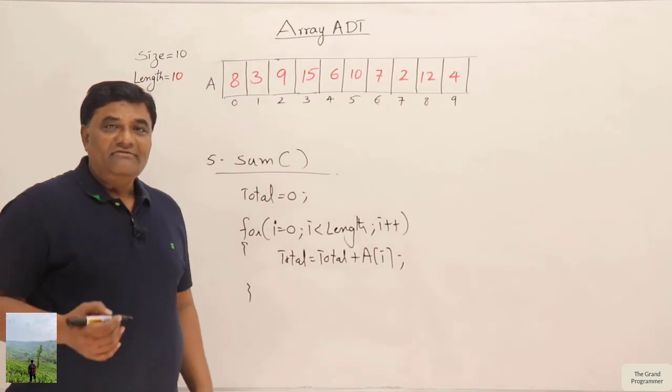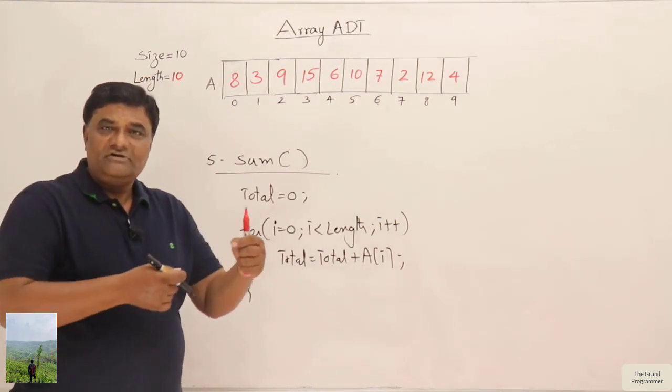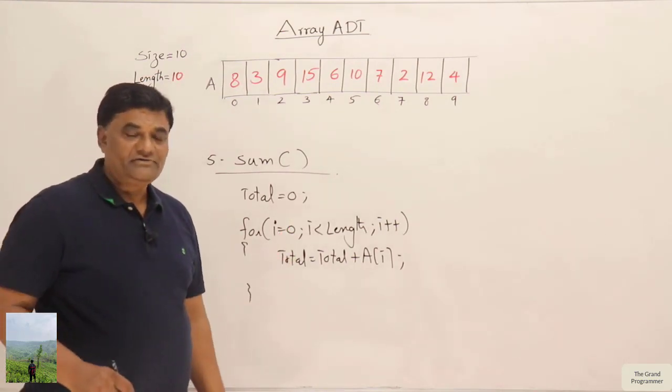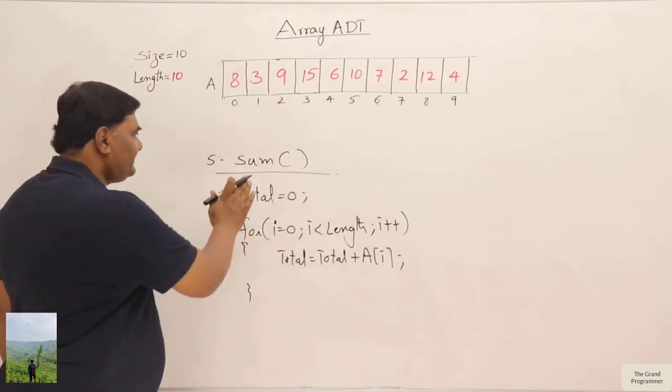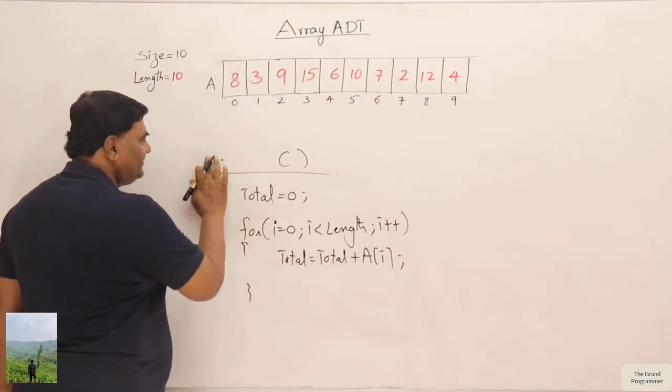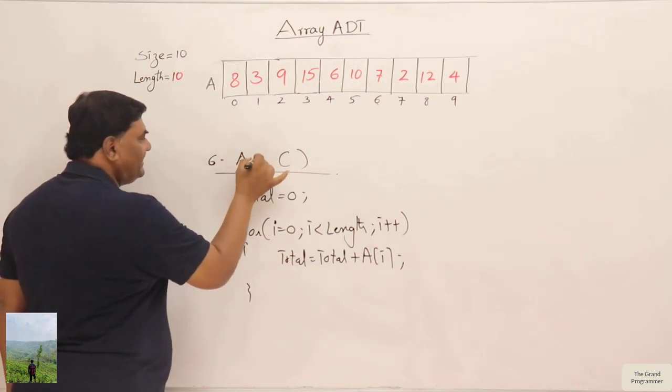Now let us look at average. Average is nothing but the sum of all the elements divided by the number of elements. We have already seen a method for finding sum. Now let us just change it to average. So the next operation is average.